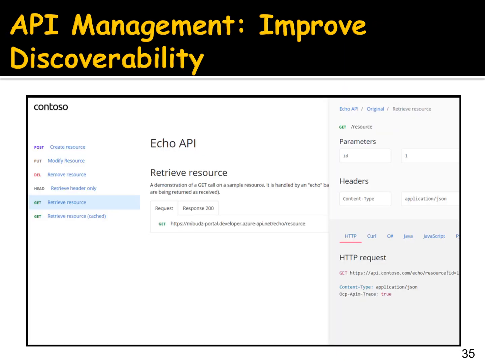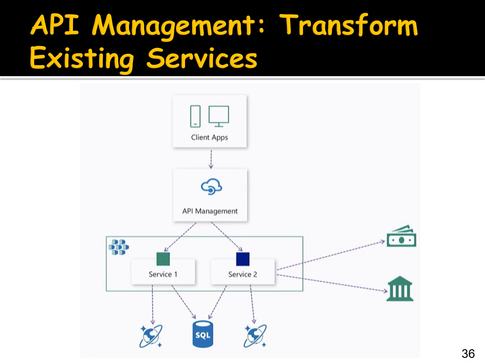This is the view to improve discoverability. Create a customizable developer portal for all of the APIs the user needs. Easily share APIs with internal teams, external partners, and the customers. API management transforms existing services. It automatically turns legacy web services into modern REST-based APIs by creating facades for your back-end services.